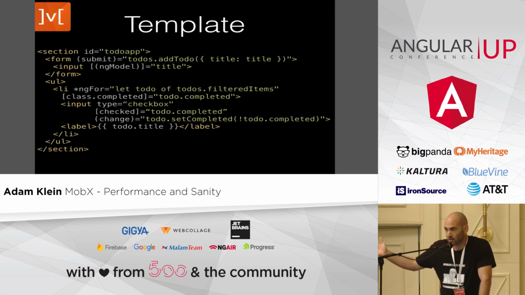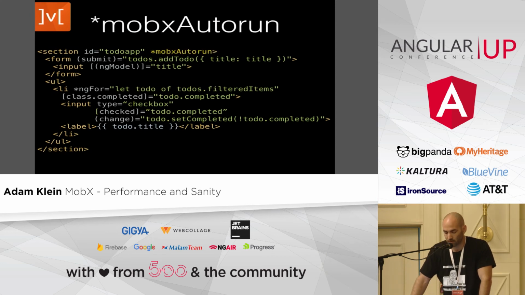And let's say you have a template. Inside the template, you can use the service just like a normal object. You can use properties. You can call methods, which are actions, but they're just functions. And the only thing you need to do is to add the mobx autorun directive.